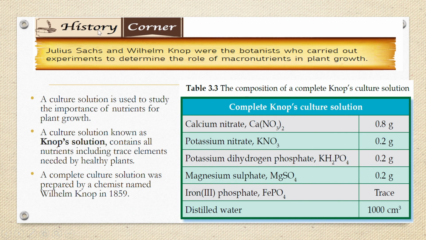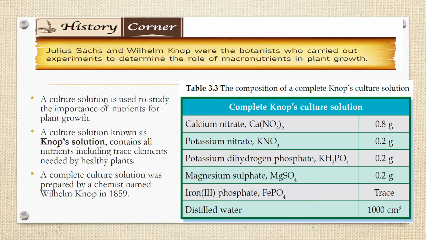Okay, so let's look at the history corner over here. There's this term that you need to know, and that is Knop solution. Okay, what's the meaning of Knop solution? It's a culture solution that contains all nutrients, including the trace elements, which are needed by healthy plants. Trace, very little, okay, little bit. So these are the components or the compositions of a complete Knop's culture solution. Okay, there's water over here, some trace elements, as well as the macro and micronutrients in it.